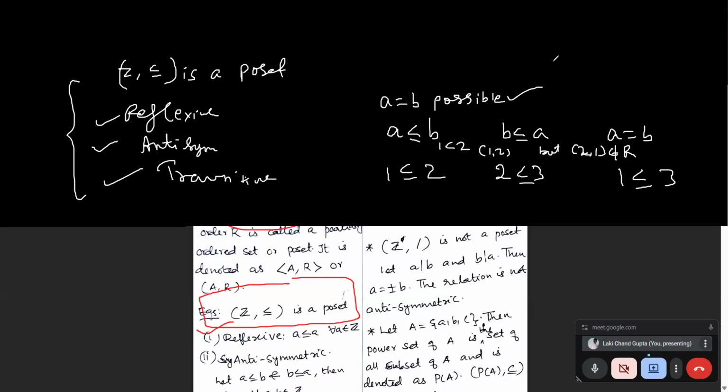If A is less than or equal to B and B is less than or equal to A, it is only possible when A is equal to B. Okay?